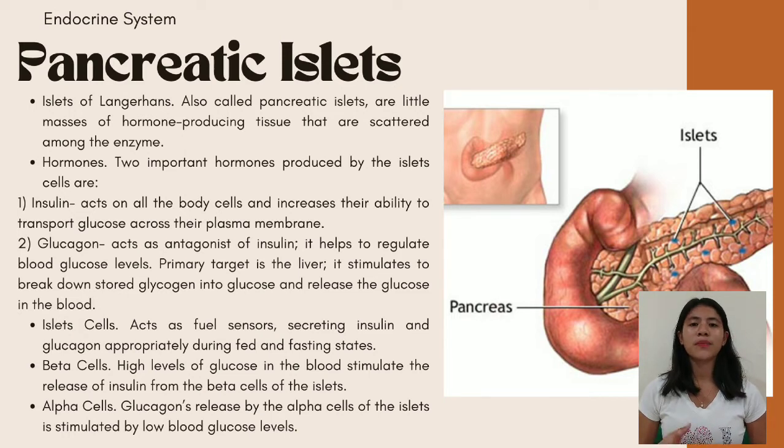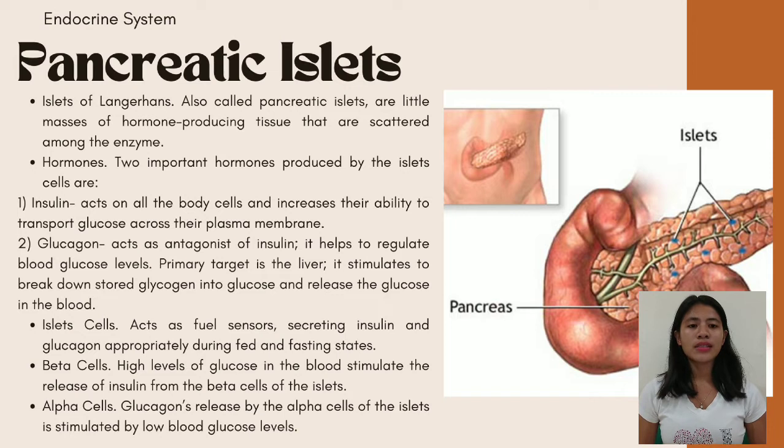There are three different cells: the islet cells, beta cells, and alpha cells. The islet cells act as fuel sensors, secreting insulin and glucagon appropriately during feed and fasting states. These islets produce the two hormones, insulin and glucagon. As for the beta cells, high levels of glucose in the blood stimulate the release of insulin from the beta cells of the islet. So these beta cells produce the insulin hormone.